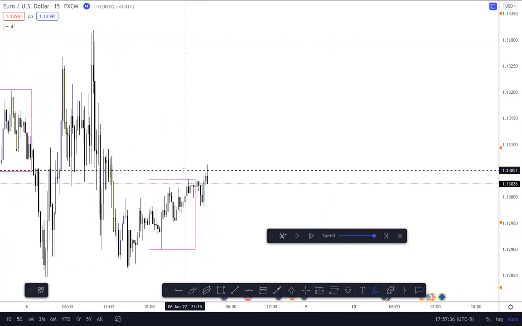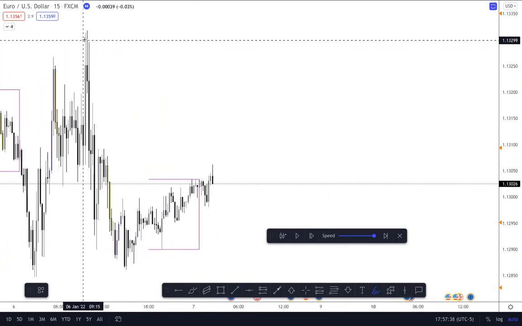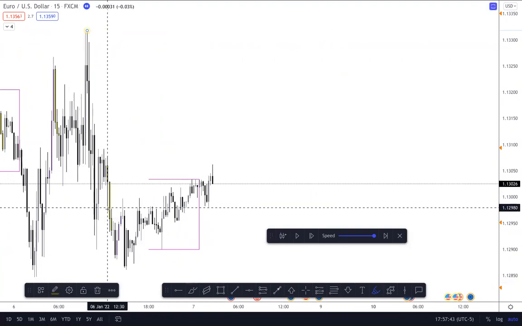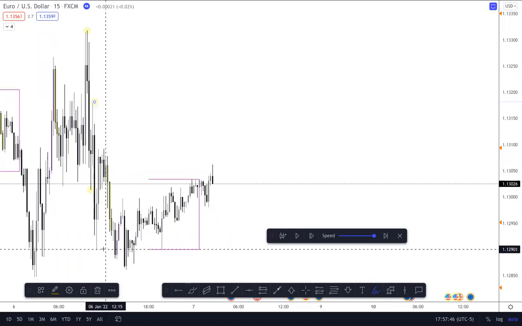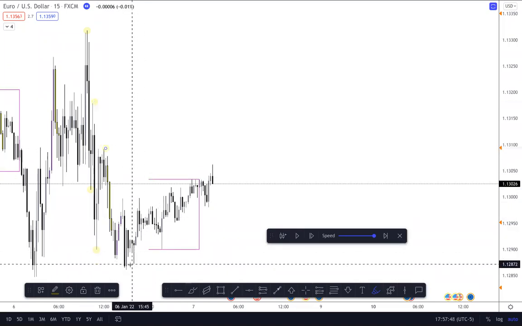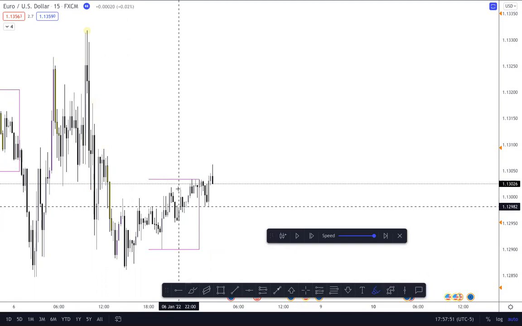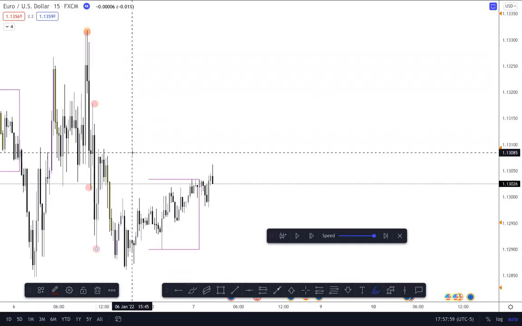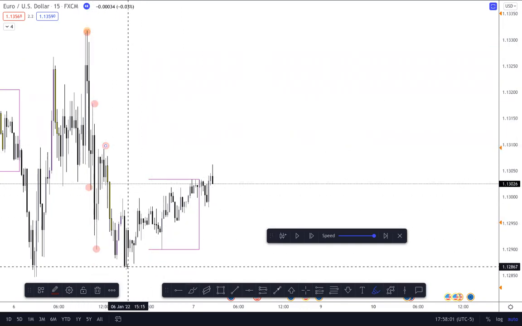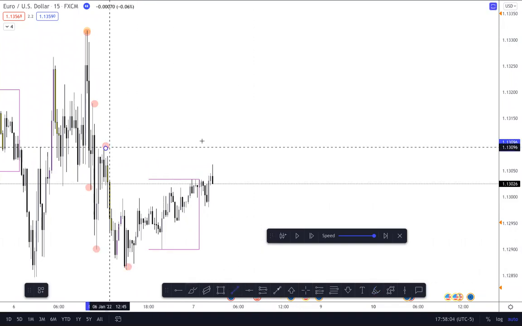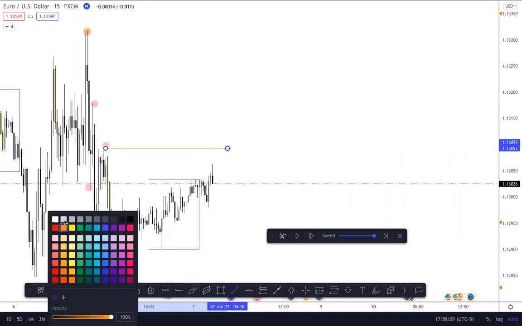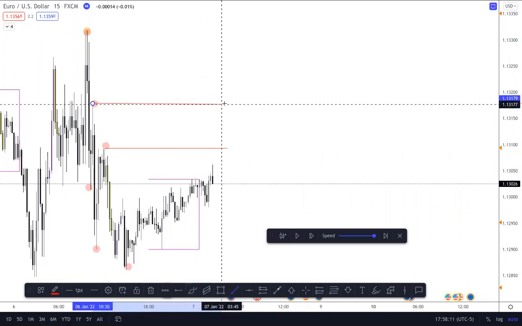But anyways, you can see minor inducement here. I'm gonna erase all these, make these red. These are actually all medium inducement because they're from the day before. Right, we know we can have a reaction here. We know we can have a reaction here.